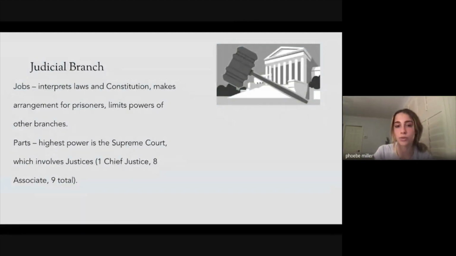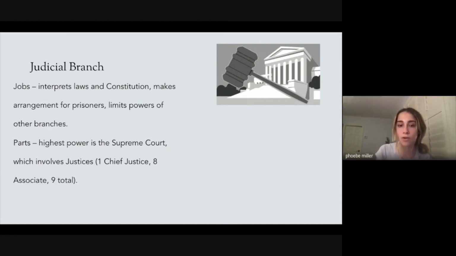The last branch we're going to discuss is the judicial branch. Do you remember what the judicial branch focuses on? That's right. The judicial branch is the system of federal courts in the United States. Their jobs are to interpret things like the Constitution and the laws that are made by the legislative branch and enforced by the executive branch. They also make arrangements for prisoners and limit the powers of the other 2 branches of government.